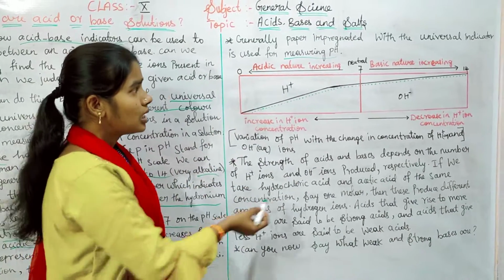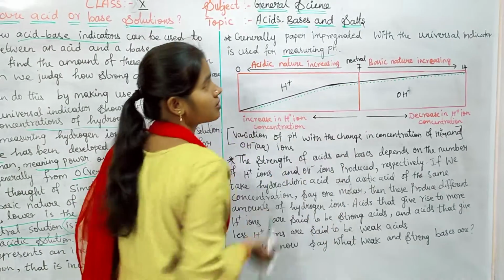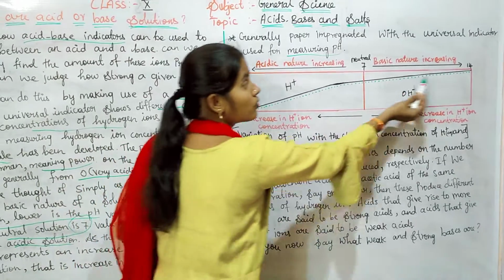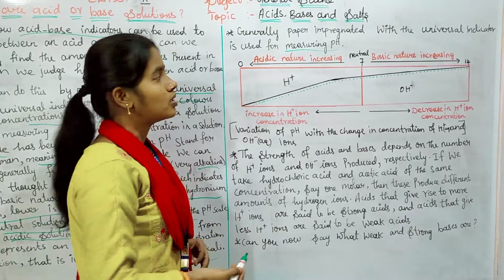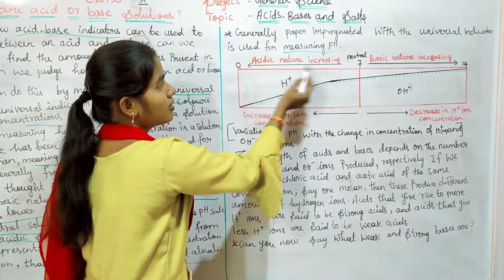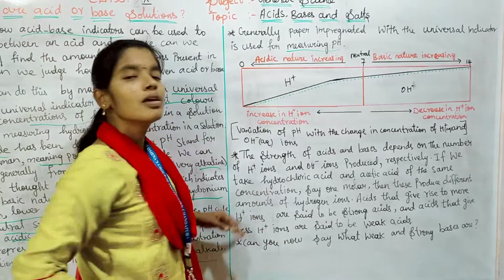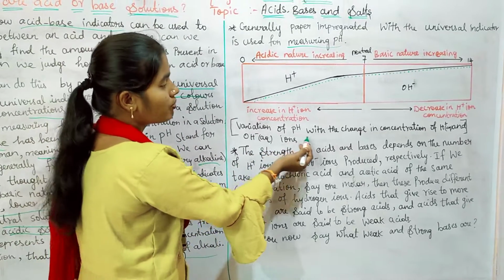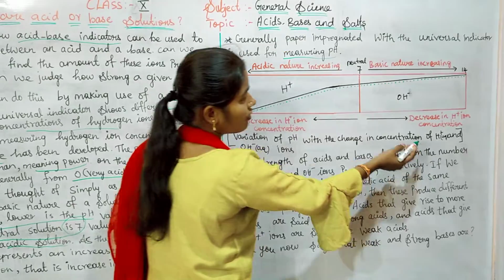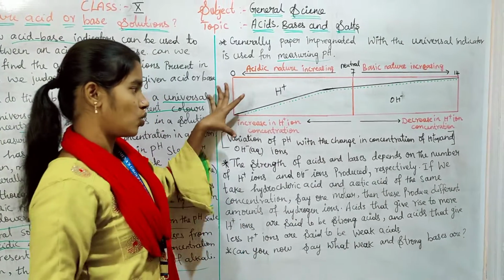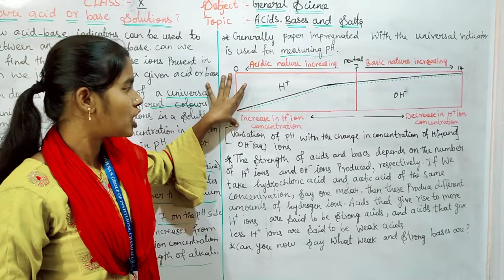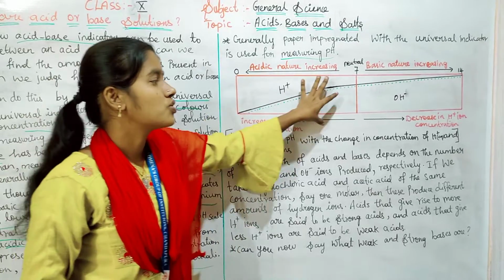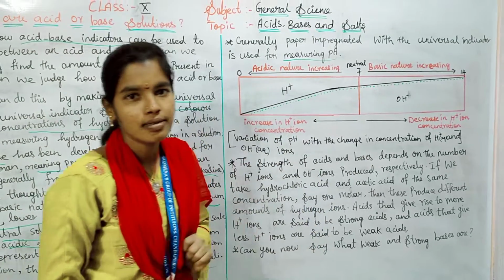And exactly 7 is neutral. From 7 to 14, basic nature is increasing, and from 7 to 0, acidic nature is increasing. So exactly 7 is neutral. This diagram shows the variation of pH with a change in concentration of H plus and OH minus ions.